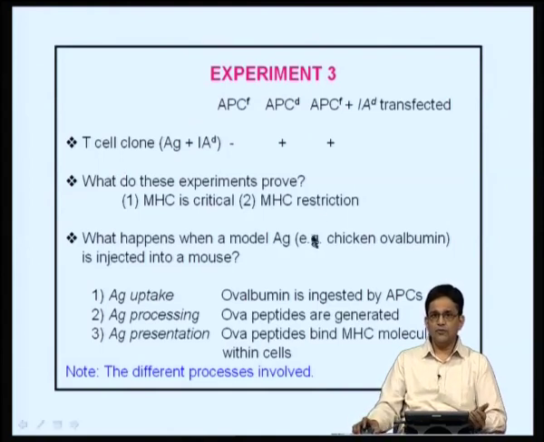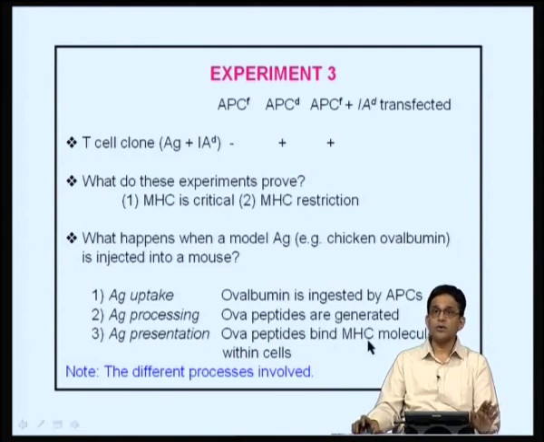Okay. Now, what happens when a model antigen, for example, I put over here chicken ovalbumin, is injected into a mouse? You first have the antigen uptake. So, it is injected and ingested by antigen presenting cells. The ovapeptides, the antigenic peptides, are generated. These antigenic peptides need to bind MHC molecules within cells.